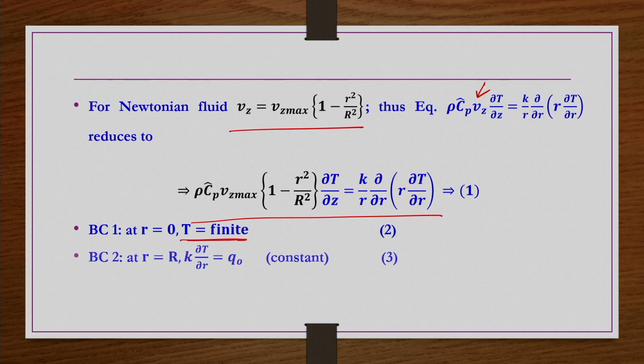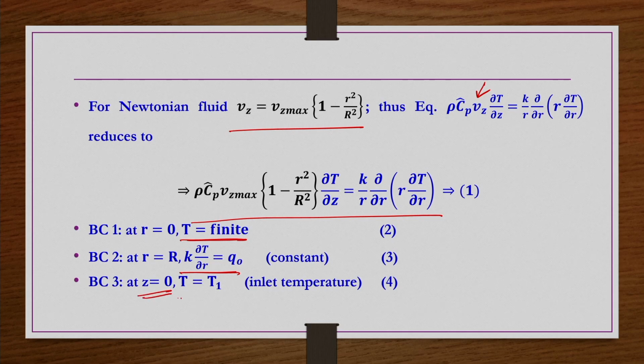And then at the wall we are maintaining a constant heat flux, that is Q naught equals K dou T by dou r. And then at Z equals 0, at the inlet, we know the fixed temperature: T equals T1, constant inlet temperature. So, equation 1, using the boundary conditions given in equations 2, 3 and 4, we have to solve.